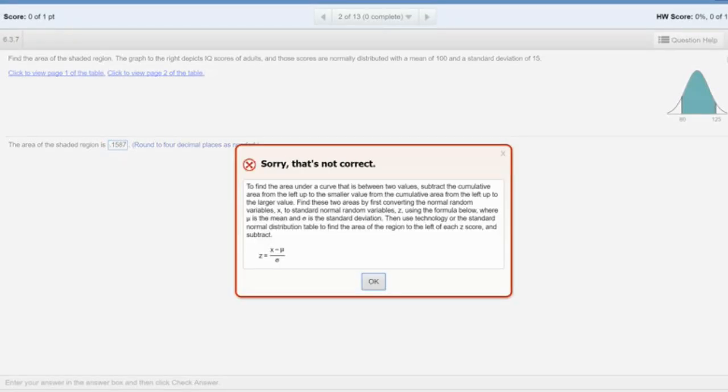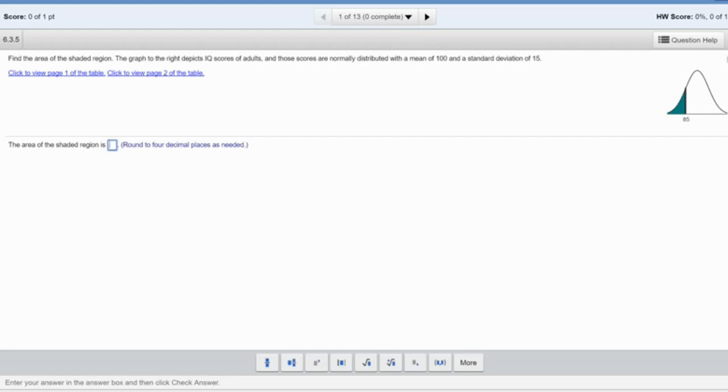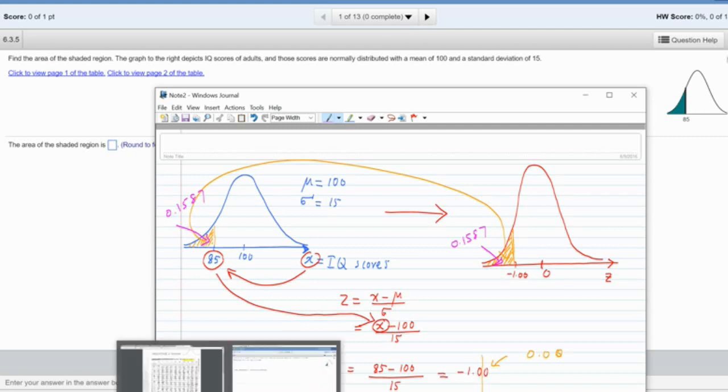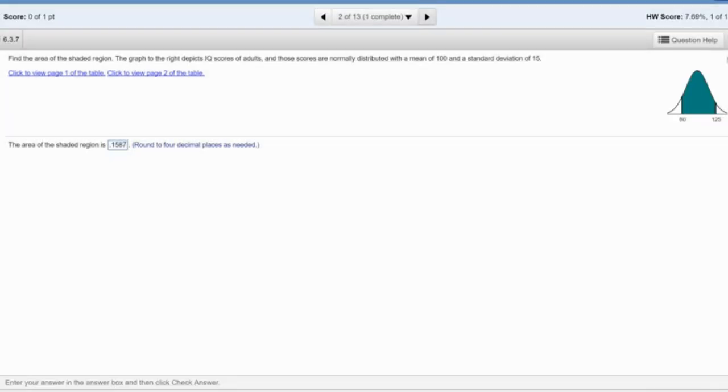Oops, something went wrong. What is it? So let's double check it again. Oh, this is a different question, I'm sorry. So we were looking at this question. Is it 85? Just double checking it. Okay, it is 0.1587. Yes, 0.1587. Let's hope this is right. Yeah, it works. Okay, so the next one that I want to discuss is this question.